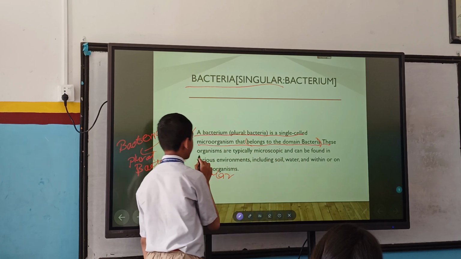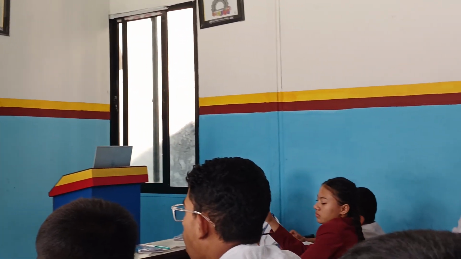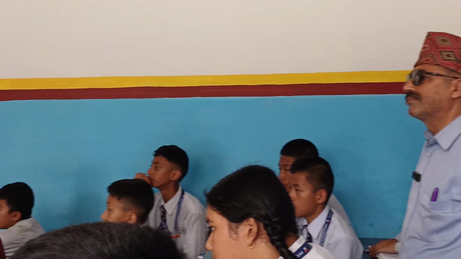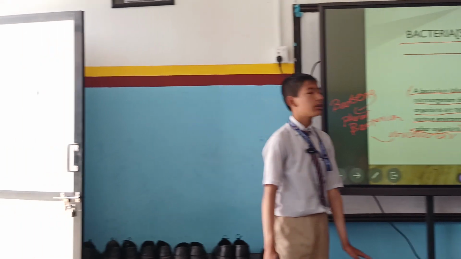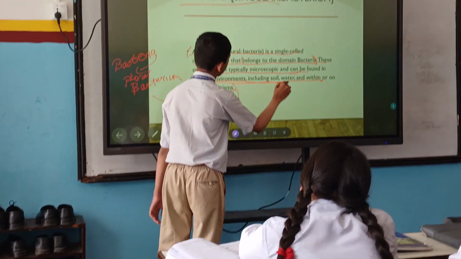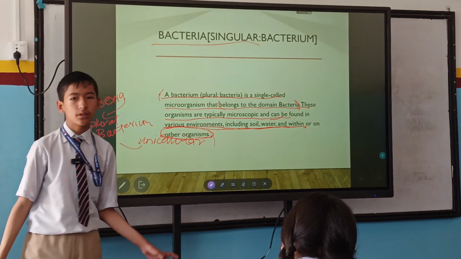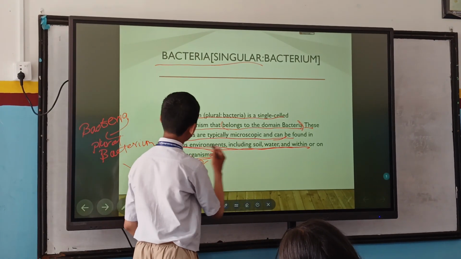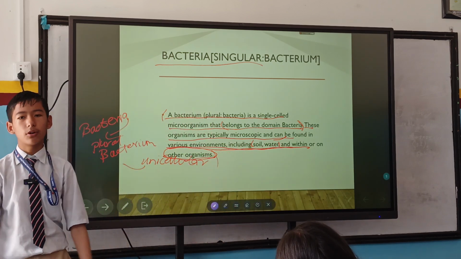These organisms are typically microscopic and can be found in various environments, including soil, water, and within or on other organisms. Typically microscopic means they are microbes, and they can be seen only with the help of a microscope. On other organisms means they make their living place inside a host. They are found in environments like soil, water, and even on the body of the host.